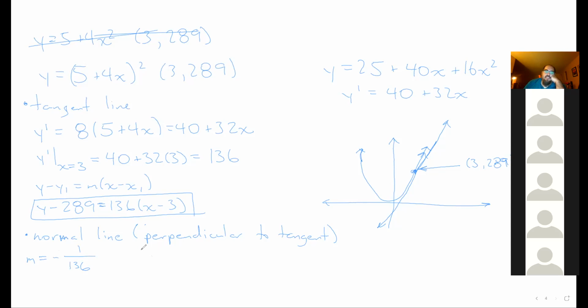And then it's the same kind of thing. You can use point slope form again. So y minus 289 equals negative 1 over 136 times x minus 3. If you were to simplify that to slope-intercept form, you would get wildly different y-intercepts, but that's okay. That's how the tangent line is related to the normal line. They're just perpendicular to each other. Okay. All right.